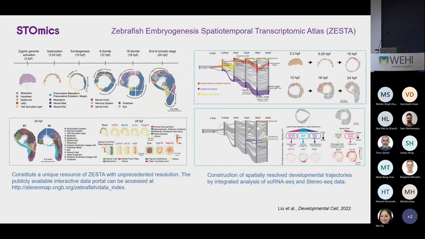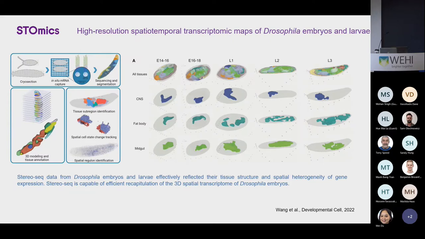So we did similar science on other model organisms, including zebrafish embryogenesis, and also Drosophila embryo and larvae development. We also recreated 3D, three-dimensional models of the Drosophila embryo by taking multiple slices on the z-axis as well.